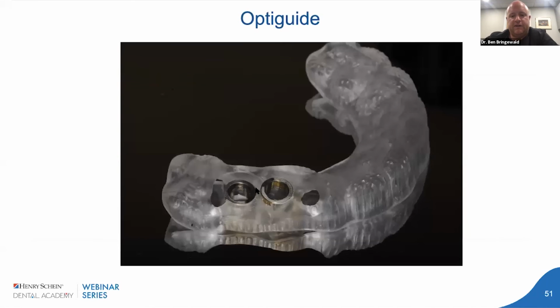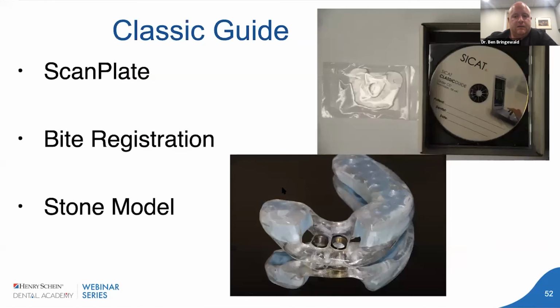So if you do go the route of an OptiGuide, this is what will come back. This will get mailed back. Because you already selected your implant system, it knows which sleeves to put in there. Same with the Classic Guide. This is the little scan plate and the bite registration material that comes with it. And that, again, is just a little bit more involved, and you actually have to mail that first to Germany, and then they turn it around. Whereas with the other guide, the OptiGuide, you can complete it all digital.